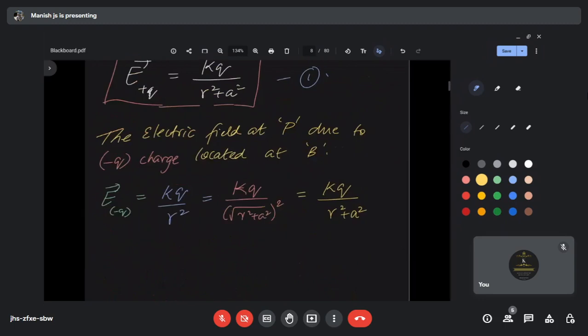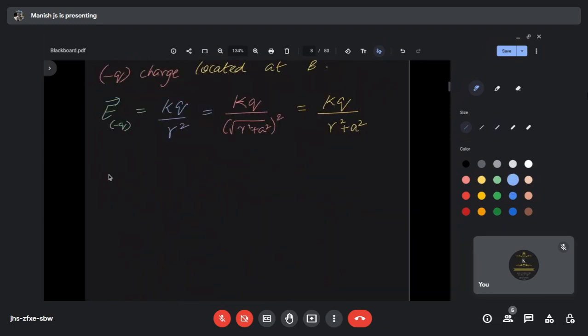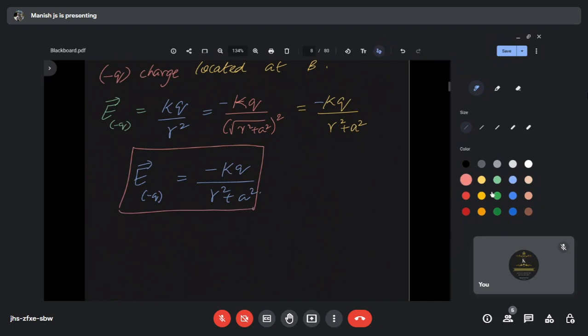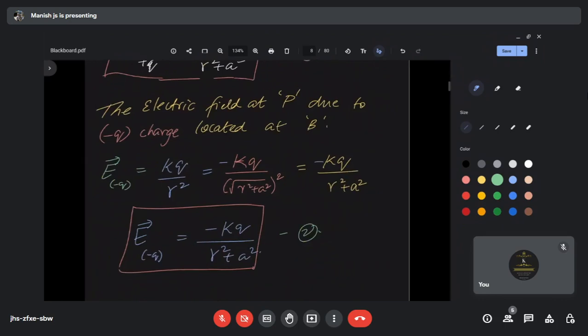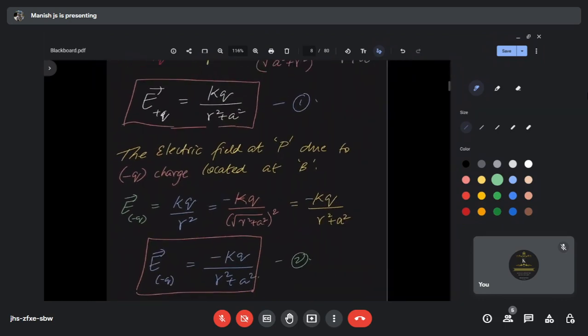Like this we express both of the electric fields, due to the positive charge and the negative charge. So the electric field due to the negative charge is expressed as, and don't forget to put the minus sign, that's important because the charge is negative in nature, E is equal to minus kq divided by r square plus a square. And then you box it. This would give you equation number 2. So we have two equations with us, the electric field due to the positive charge and the electric field due to the negative charge.